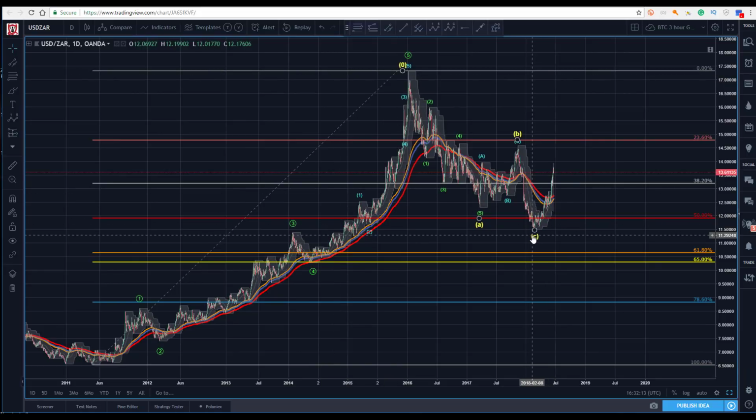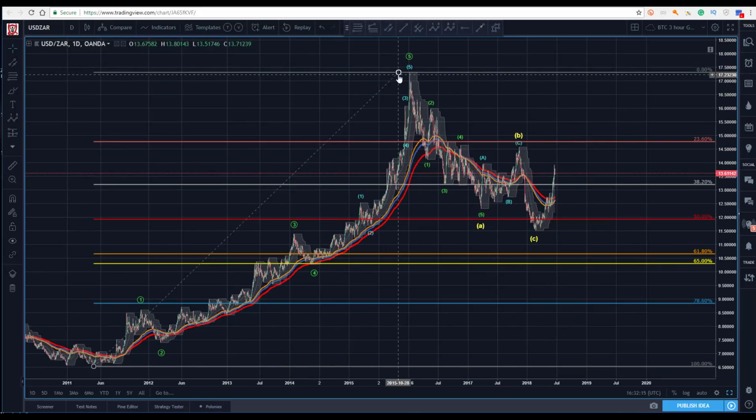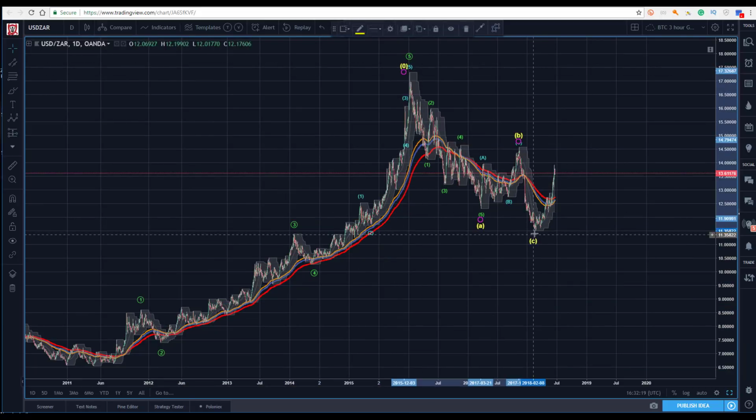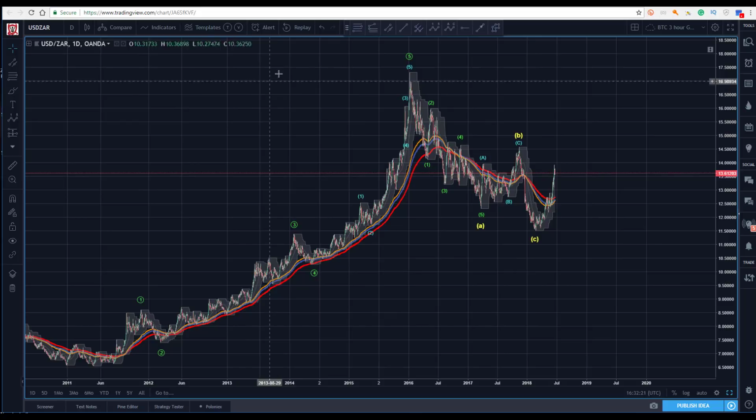So we have this established as a potential ABC. Let me just show you a few other things. So what we're always looking for is confluence. Can I find confluence? Anything else I can add to that pivot?